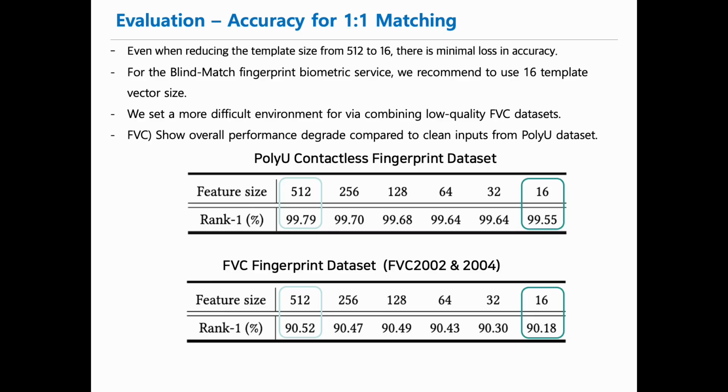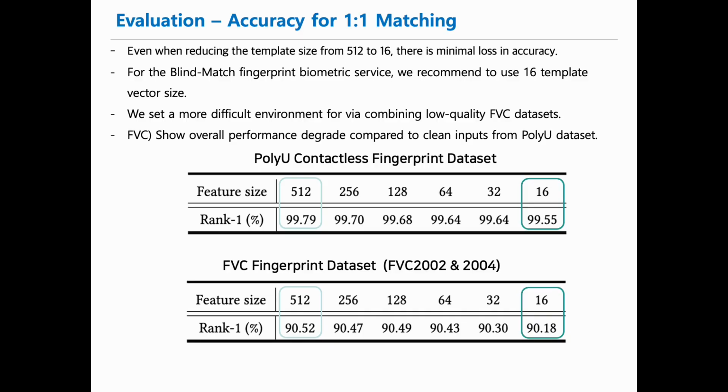In this experiment, we evaluated the accuracy of one-to-one matching. Even when reducing the template size from 512 to 16, there is minimal loss in accuracy. For the blind match fingerprint biometric service, we recommend using 16 template vectors.